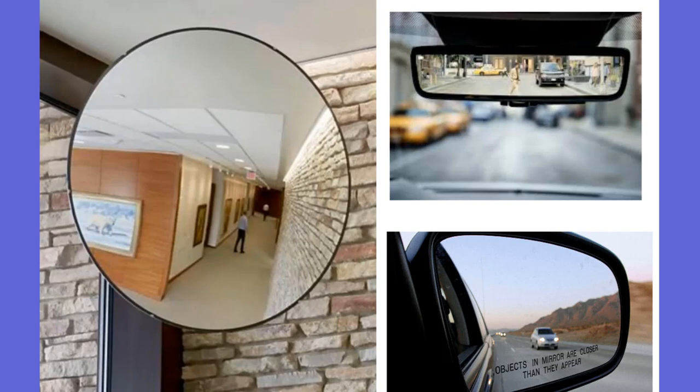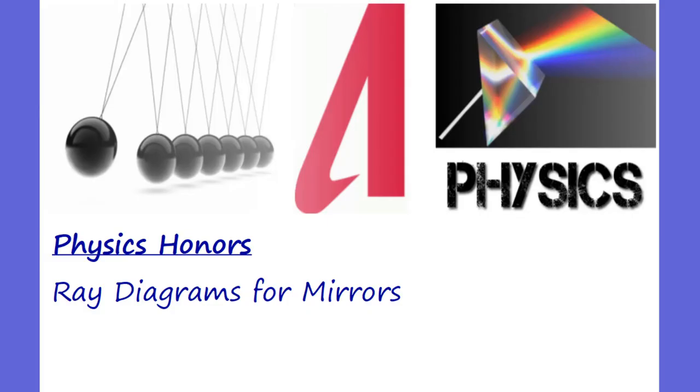So we use this to our advantage, but the images are always going to be smaller and always going to be upright. That's why we don't want to use a concave mirror, because things far away would be flipping upside down. Things close would be magnified. We would think they were right up on us. And so we use mirrors for our advantages.